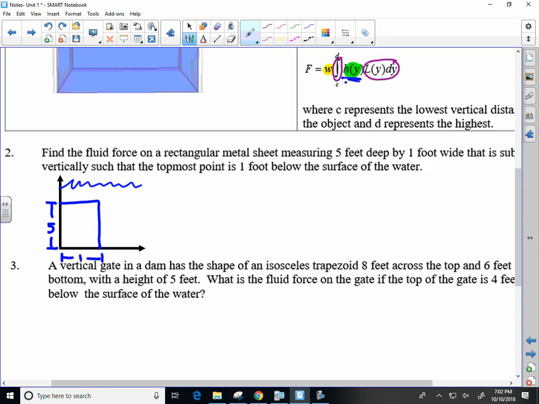And the topmost point is 1 foot below the surface of the water. So that extra bit of space above the rectangle is that 1 foot. So the sheet is sent down such that you have 1 foot of space between the top of the water and the top of the sheet. All right, so what we want to do here is figure out the fluid force acting on this figure. All right, so arbitrary rectangle.